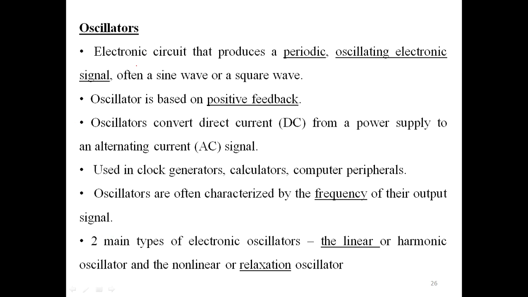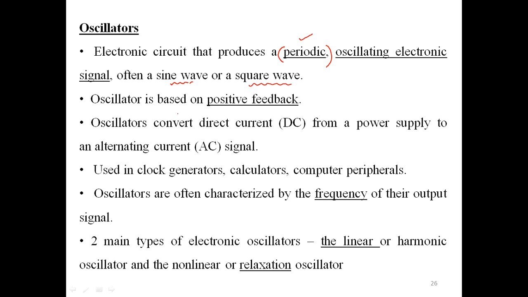So what do we mean by an oscillator? The definition states that it's an electronic circuit that is capable of producing a periodic, okay, so this word is extremely important, a periodic oscillating electronic signal. Now a periodic signal can be a sine wave or it can also be a square wave. But the most important point is with respect to time it is periodic.